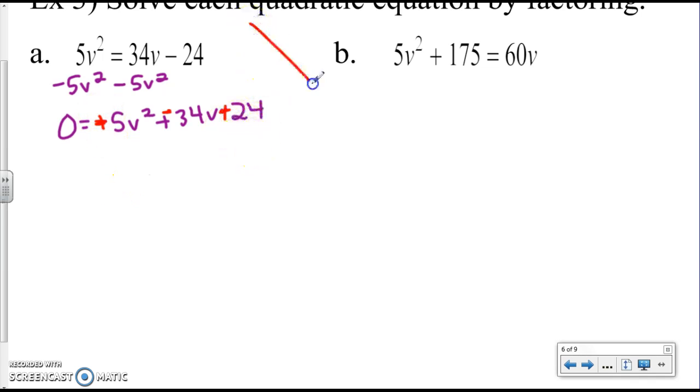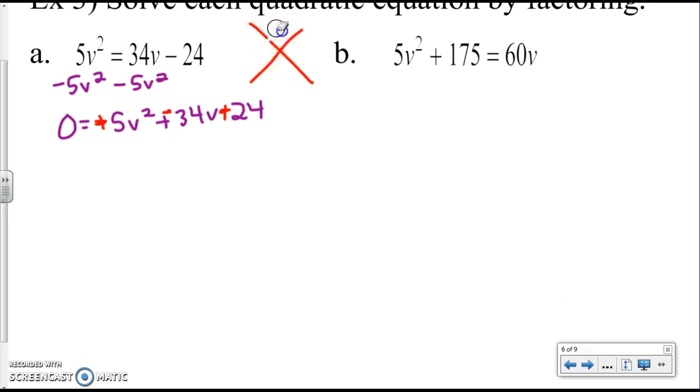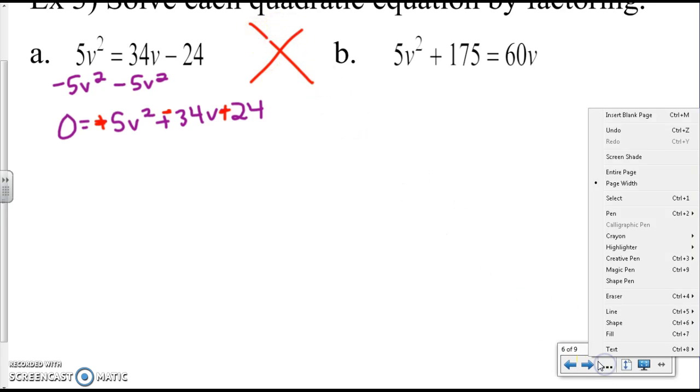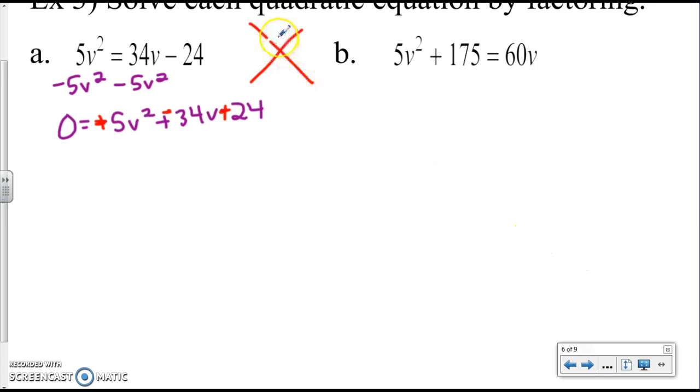So I'm going to make my x 24. Sorry, I don't have 24 on top. I need to do 5 times 24 for the top. So 5 times 24 gives me 120, I believe. And negative 34 on the bottom. So if I go through to find my factors here, I end up with a negative 30 and a negative 4.